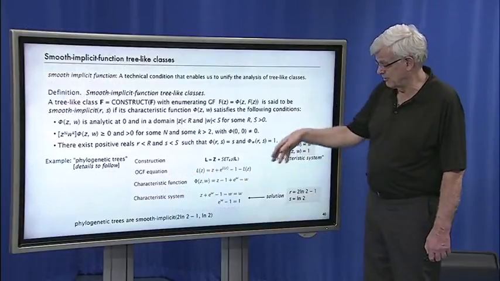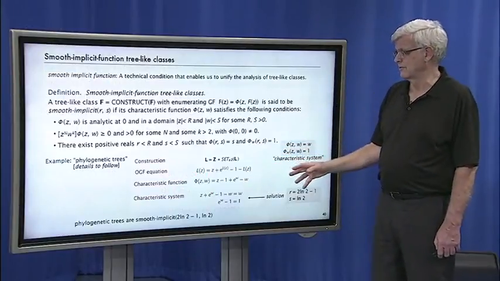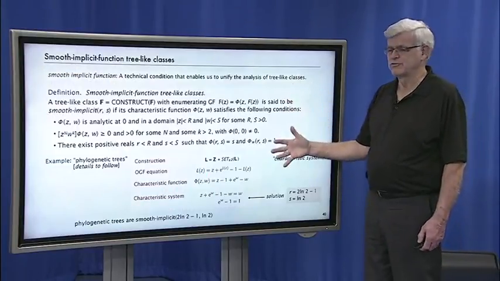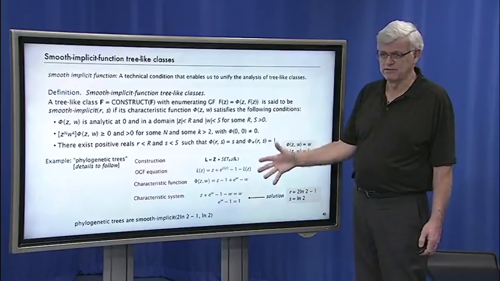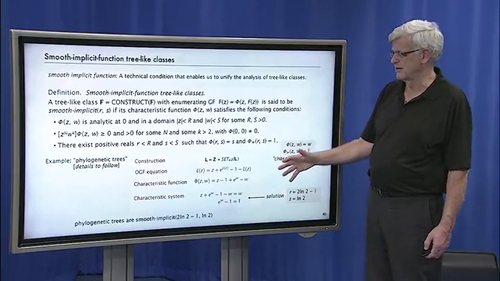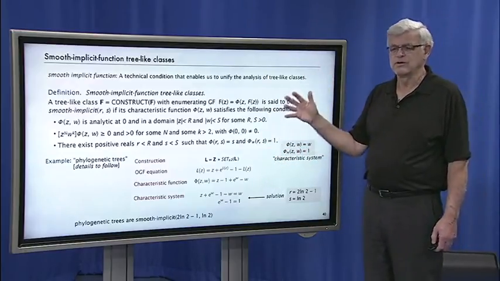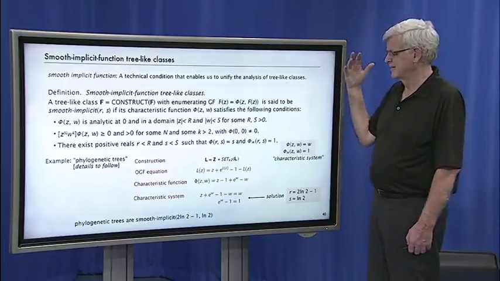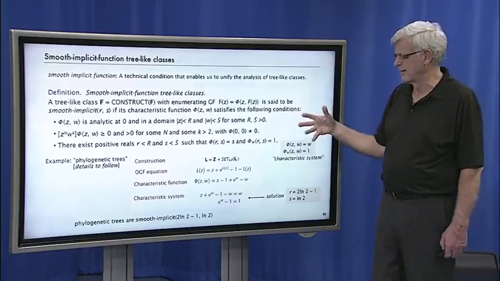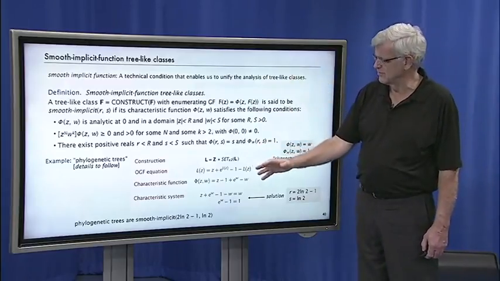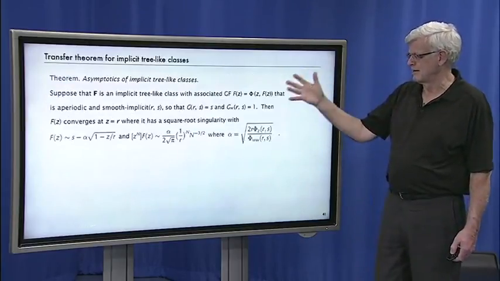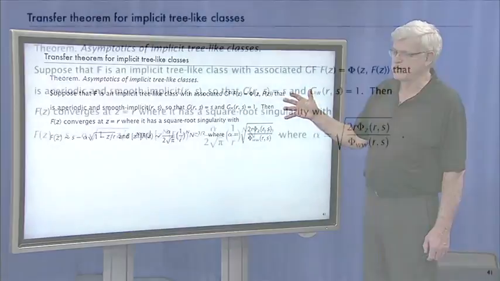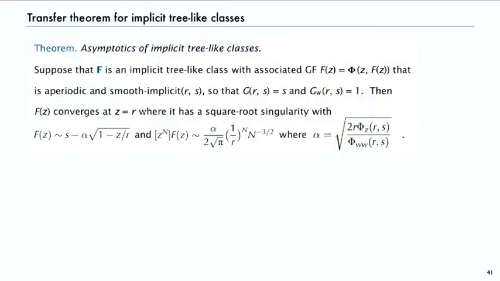It all depends on this characteristic function and the characteristic system. And again, if we can establish this, which often we can with simple calculations like this, then all the work of singularity analysis, of finding the delta domain and approximating the functions and so forth, is all under the covers, and we can immediately get the asymptotics.